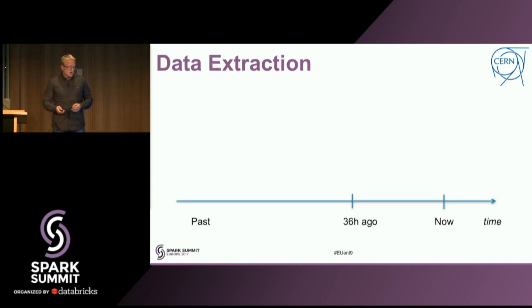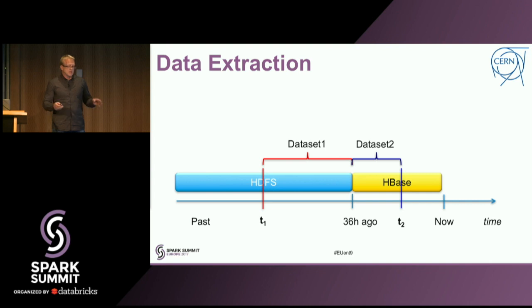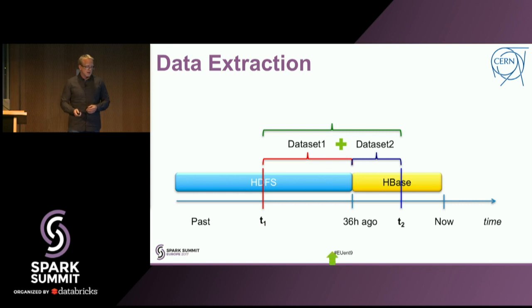So just to visualize that, we have this. In the last 36 hours, up to now, the data is in HBase. Older data is in HDFS. And when somebody asks for a data set that spans those two data stores, we underneath create two data sets, then we union them, and then the user sees just the output data set without knowing where this data is coming from.